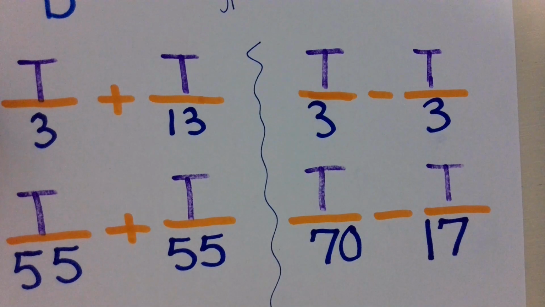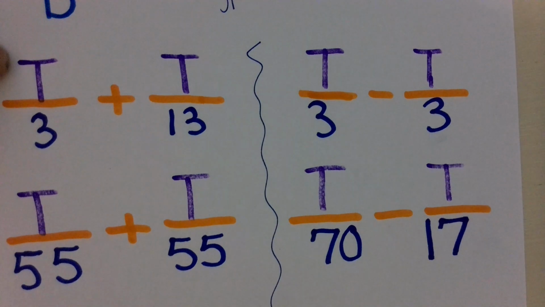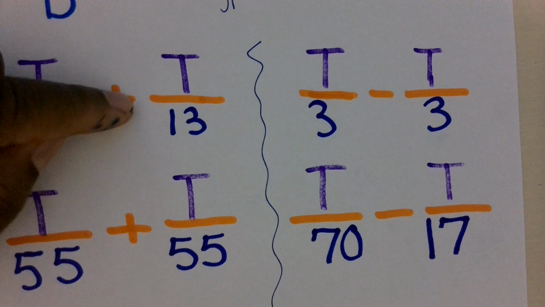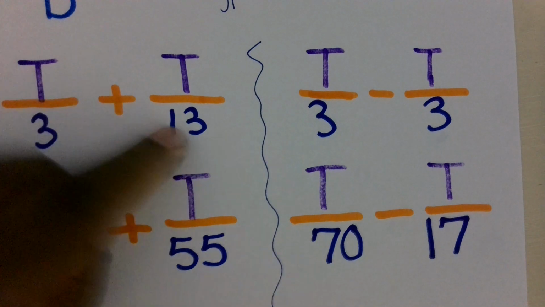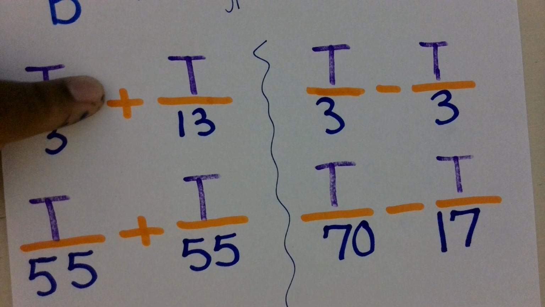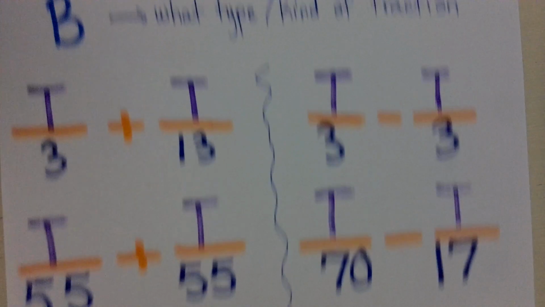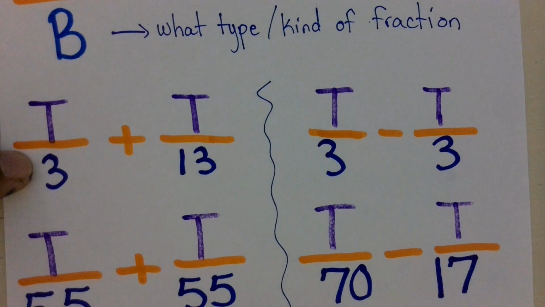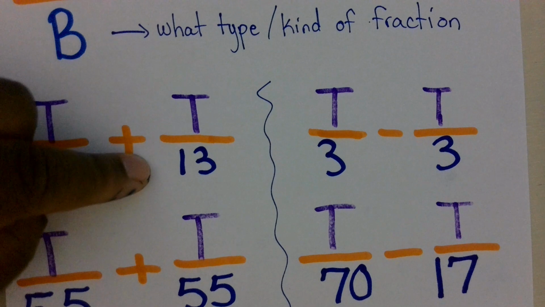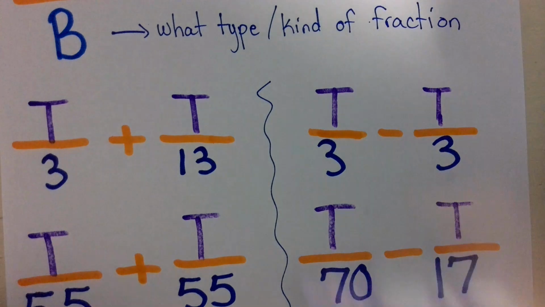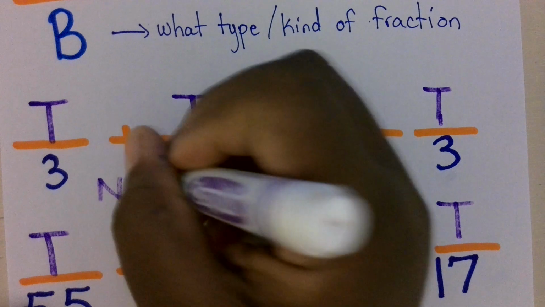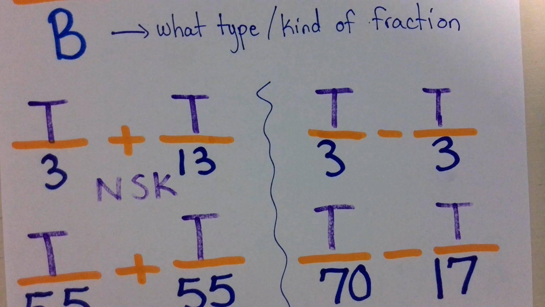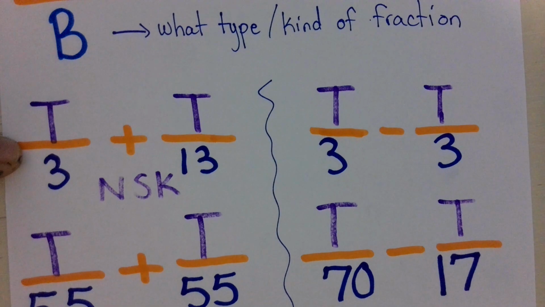So here I have some dummy fractions. I have some number of thirds plus some number of thirteenths. My operation is addition, but my fraction types don't match. Thirds and thirteenths are not the same. And so I take a note in my mind. I say, well, these are not the same kind, NSK. I cannot do this problem in one step.